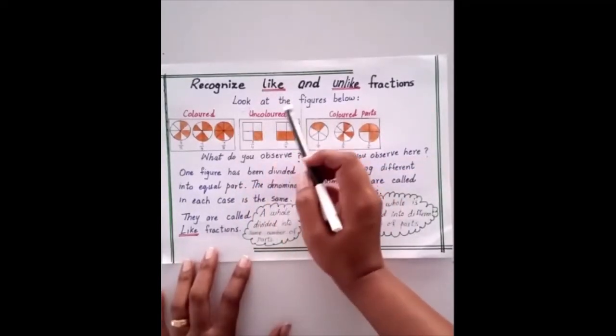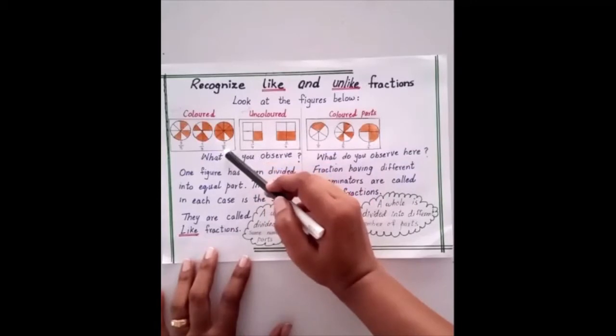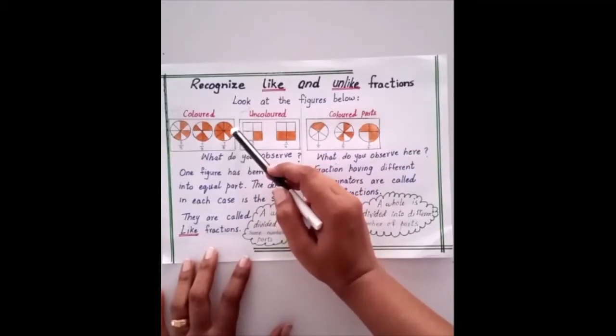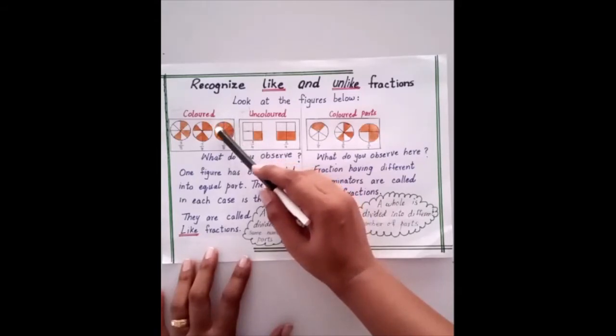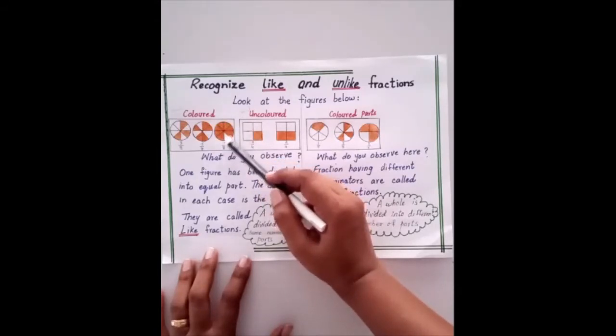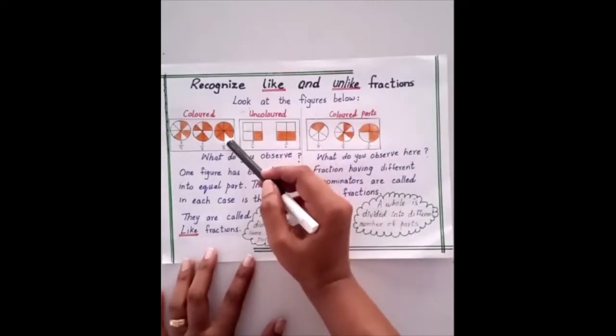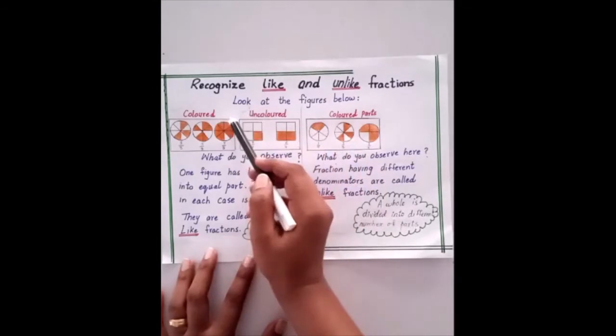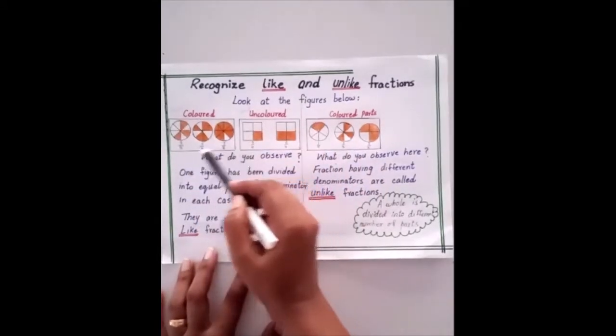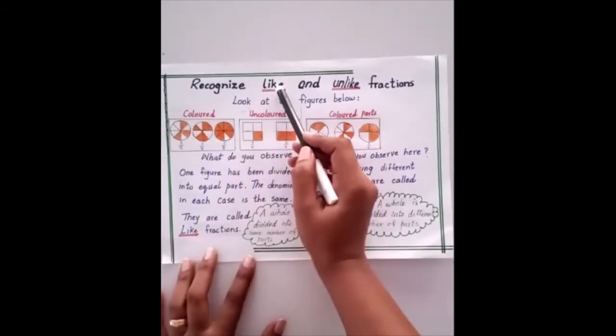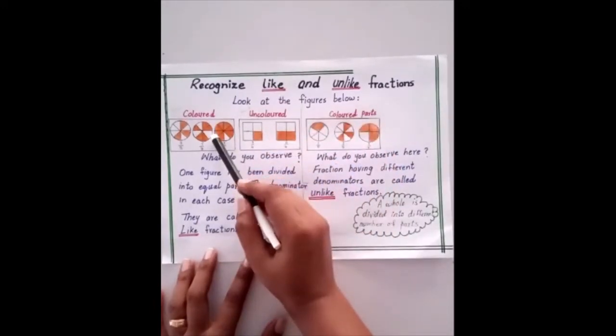Over here, the total number of parts is 8, and we will count the colored ones: 1, 2, 3, 4, 5, 6, 7. The parts taken are 7. We will write 7 as a numerator and 8 as a denominator. So we will call all these fractions like fractions.